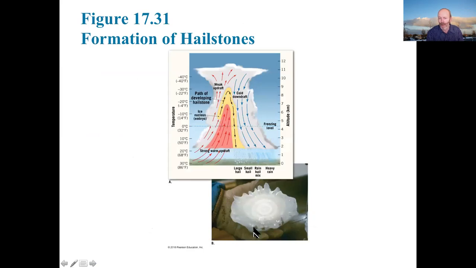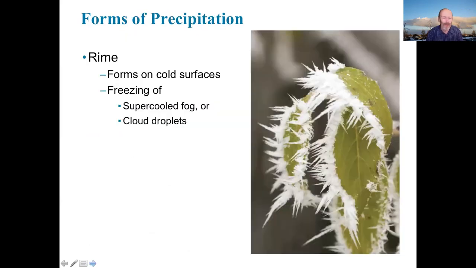And here we have an example of a big splat from a hailstone. We can have small, we can have large, we can have a mix. The ideal, of course, is that they'll melt before they get to the bottom and smash through your windshield.